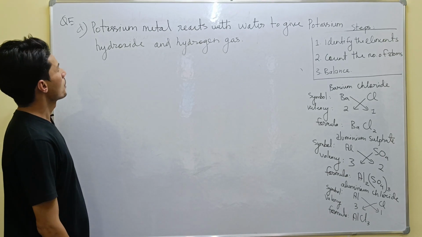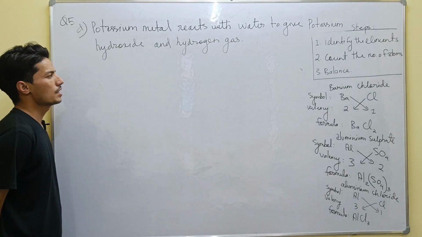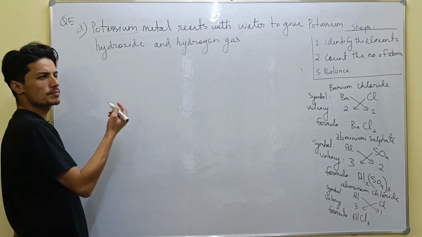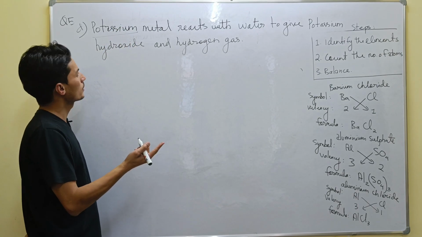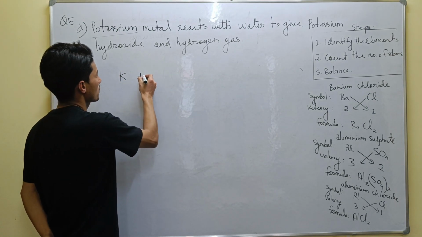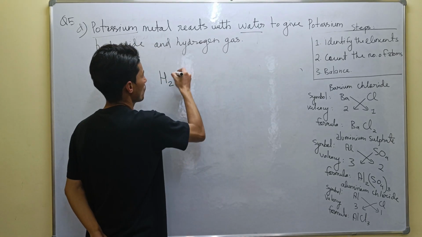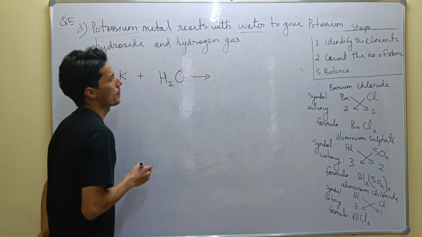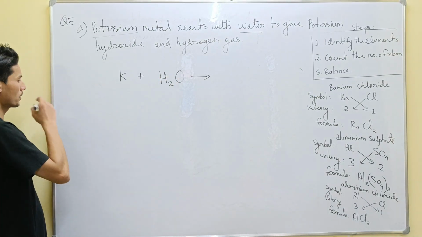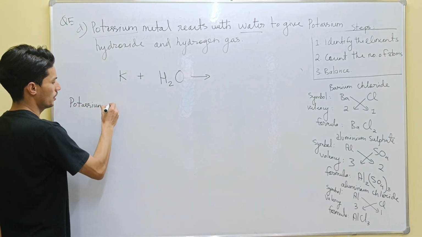Now, yes, so let's convert this reaction into a skeletal equation. So the keywords here are potassium. Potassium is a metal, so I need to write the symbol of potassium, which is capital K. Reacts with water, so plus water. We know the formula of water, isn't it? So we all know the formula of water is H2O. To give means this arrow. Potassium hydroxide. Now once again, I need to go back to those formulas. So I have to derive the formula of potassium hydroxide.